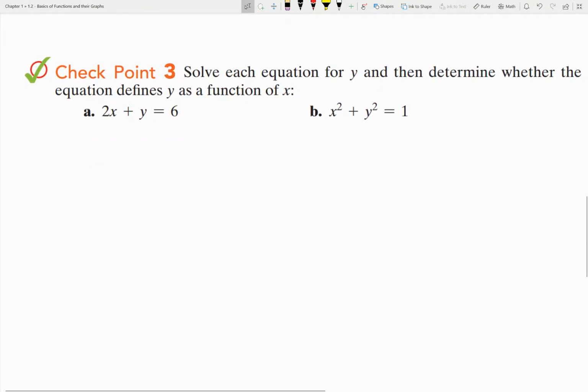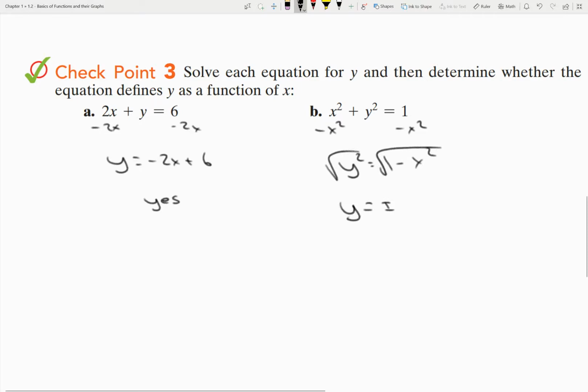Let's try our checkpoint. I think you can tell these are pretty similar. So subtract 2x from both sides. This would be a function because once you get 1x, you are going to get 1y. And this one would not be a function. We'll write this the other way this time. Square root both sides. y is equal to plus or minus the square root of 1 minus x squared. This is not a function because of the plus and minus.